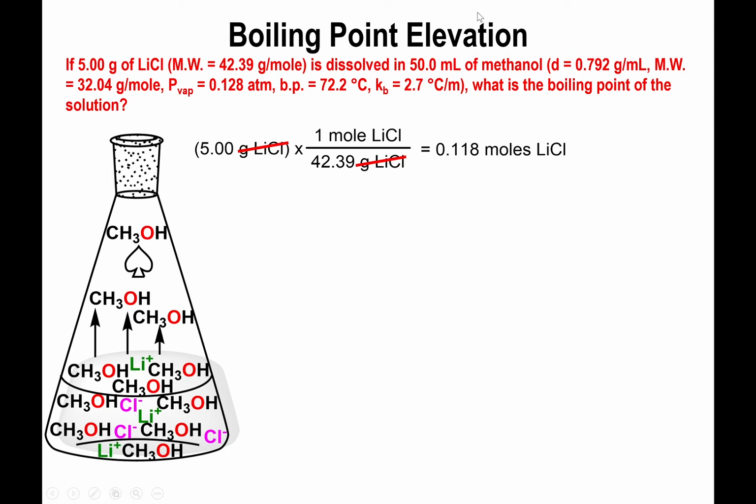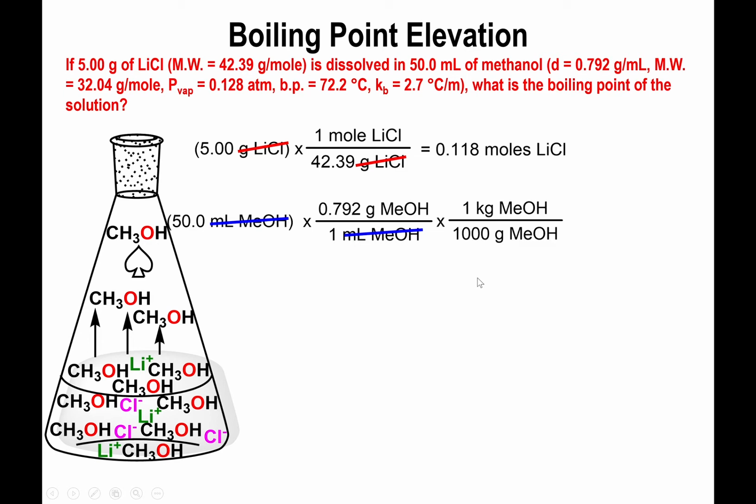So the moles of the solute is simply taken by dividing the 5 grams of lithium chloride by its molar mass, 42.39 grams per mole. This yields the moles of lithium chloride. Now for the solvent methanol, we take the mLs of methanol, multiply them by the density of methanol, 0.792 grams per ml, cancel out the mLs. And since we need kilograms of solvent, here you just want to divide this by 1000 grams, which is equal to 1 kilogram of solvent.